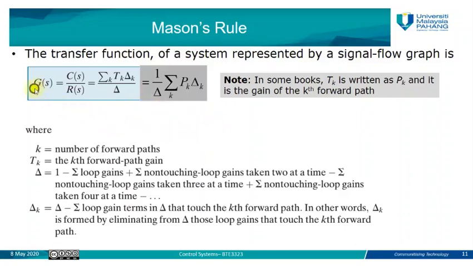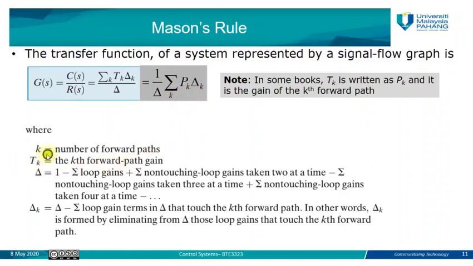The formula says G(s) equals output C(s) over input R(s), which equals the summation over k of the forward path T_k delta_k over delta. Here we have the definition for each variable in this formula, and actually this formula is the same as 1 over delta, summation over k of P_k delta_k. Both T_k or P_k represent the forward path of our signal flow graph, the kth forward path actually, because we have k here. k represents the number of forward paths.